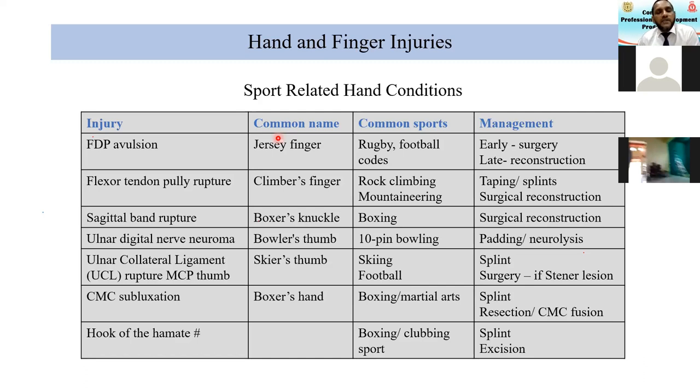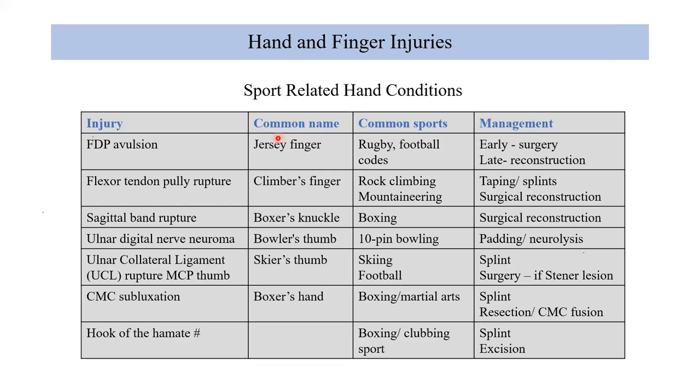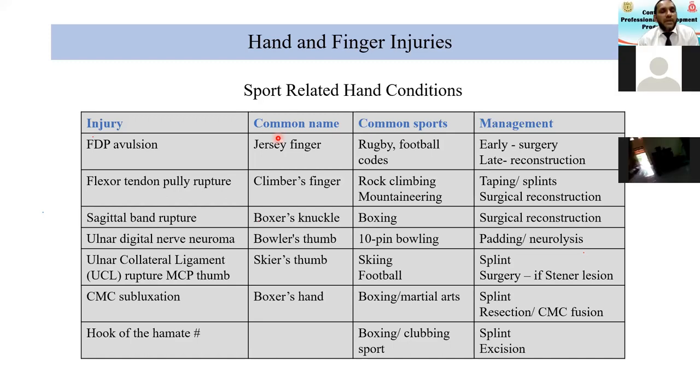The other condition is skier's thumb, where the ulnar collateral ligament ruptures at the metacarpophalangeal joint of the thumb. We call it a skier's thumb. It commonly happens in skiing and football, and is treated with splint and surgery. Surgery is needed especially if there is a Stener lesion, where the torn ligament is stuck in the adductor aponeurosis. The other condition is a boxer's hand, with carpometacarpal subluxation and hook of the hamate fracture. These are common conditions related to the hand.